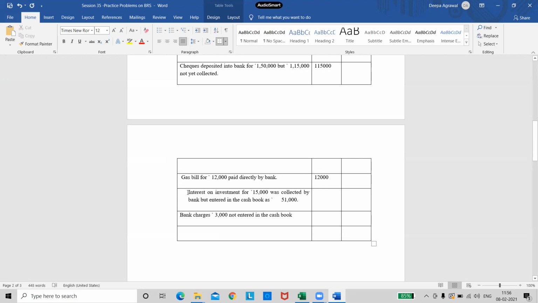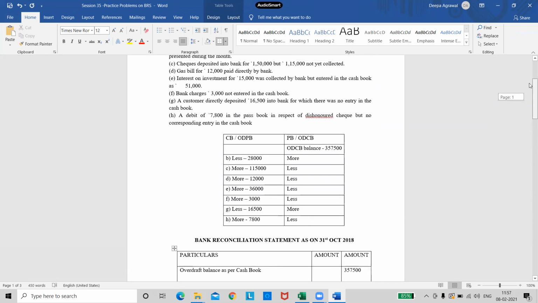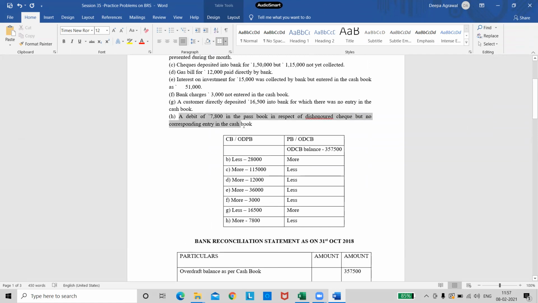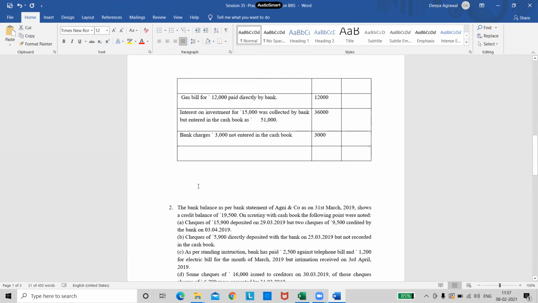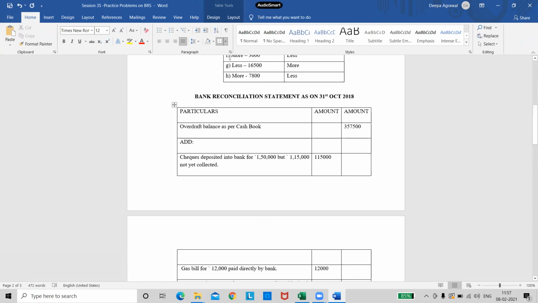This is my E bit, interest on investments. And here the amount is 36,000. I'm taking that amount. And the last one is my F bit. Okay, so I still have one more item to be added. See here, the H1, the last one. So that also I will put in the add column. Yes. So I've taken all the items which I have to add. And now I have to put their total in the outer column.